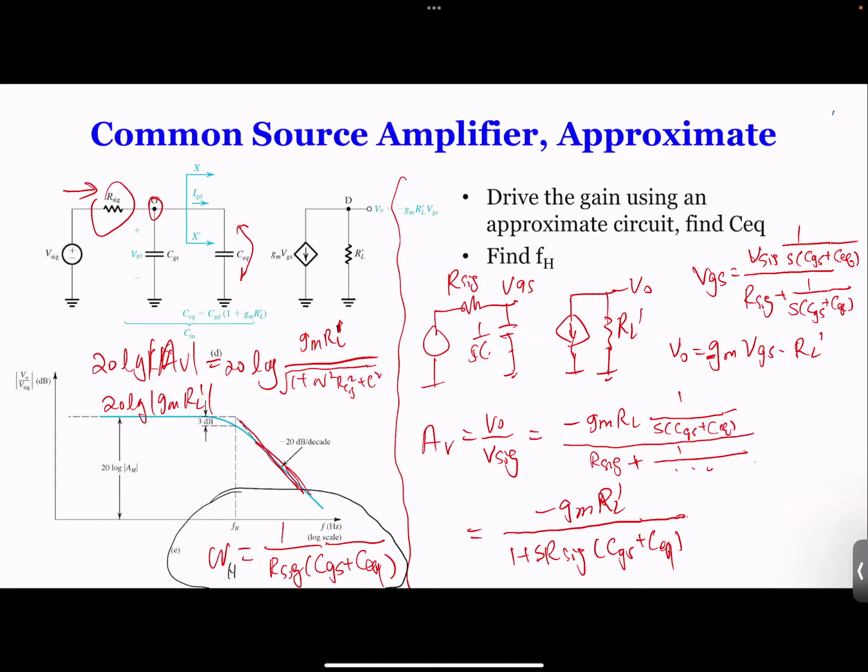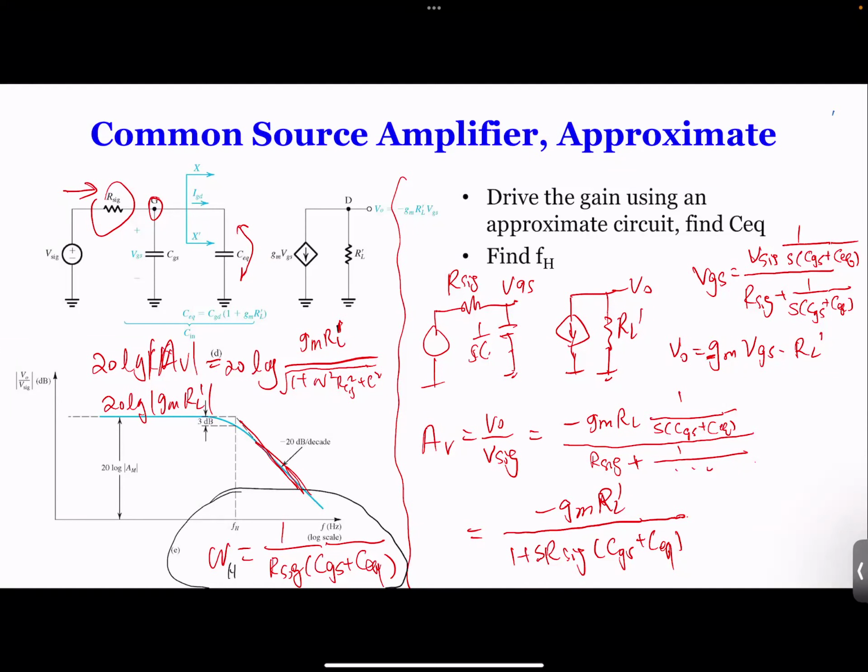When s increases, at some point you get this point. This is where you have omega equal to 1 over this number, which is here. This is called 3 dB, because at this frequency, this is 1 plus j1. The amplitude is not 2, it's the square root of 2. So 20 log of square root of 2 is minus 3. That's why from here you get minus 3 dB, that's your high frequency cutoff frequency.